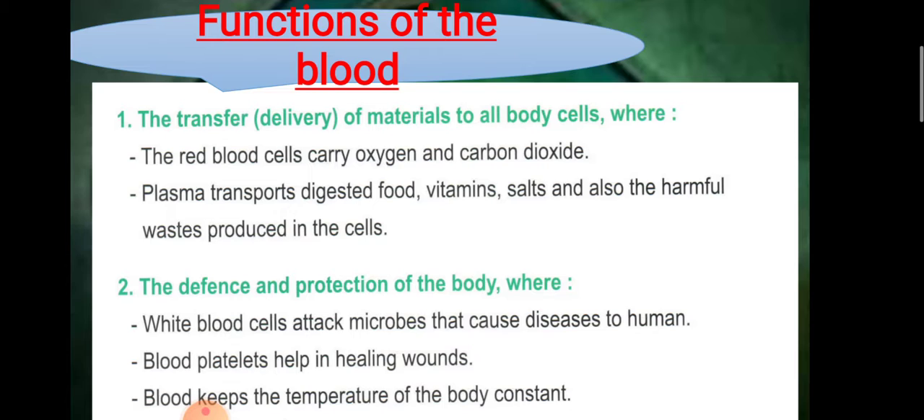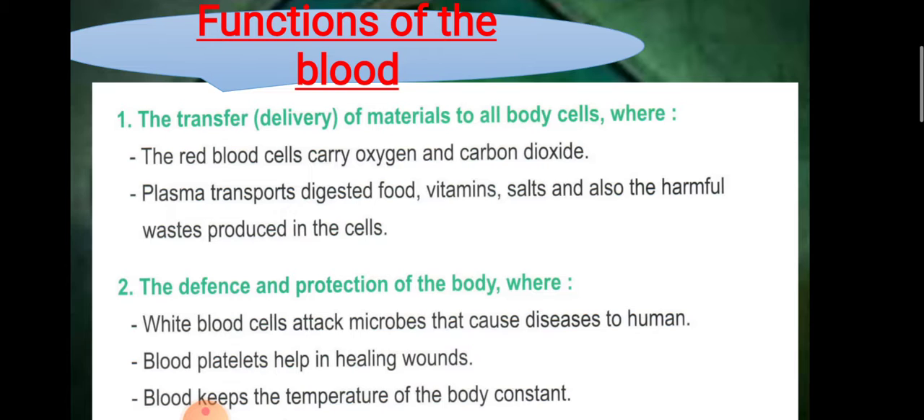The second function is defense and protection of the body. We said that the white blood cells will attack the microbes that cause diseases to the human, and the blood platelets help in healing wounds. And the last one is that the blood keeps the temperature of the body constant. You know that the normal temperature of the human body is 37. So one of the functions of the blood is to keep the temperature of the body constant all the time.